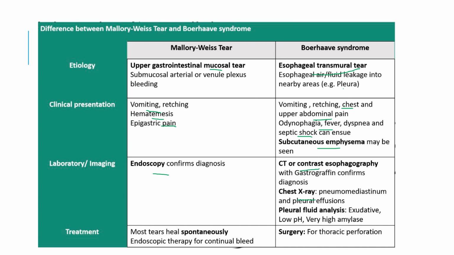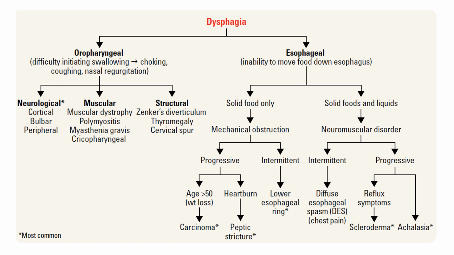Chest X-ray can show evidence of pneumomediastinum and pleural effusion. Pleural fluid analysis can show exudative fluid, very low pH, and very high amylase. Treatment: Mallory Weiss usually resolves spontaneously. Boerhaave, you have to do surgery for thoracic perforation.